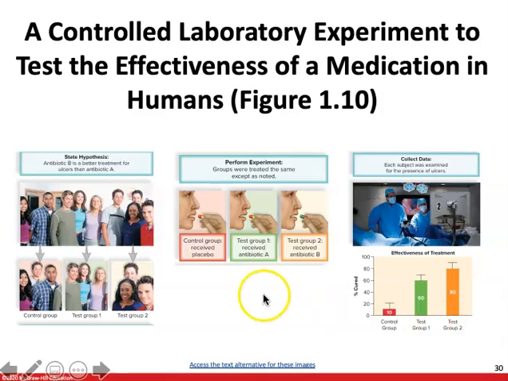So then we're going to perform the experiment. The groups are going to be treated exactly the same except as noted, meaning that the control group is going to receive the placebo, test group 1 is going to receive antibiotic A, and test group 2 is going to receive antibiotic B. In all other cases, they should be treated exactly the same.